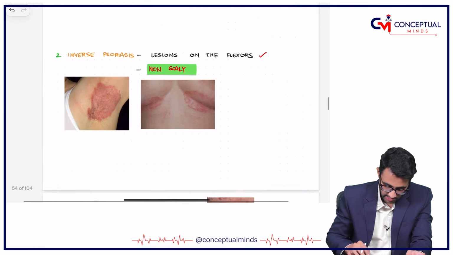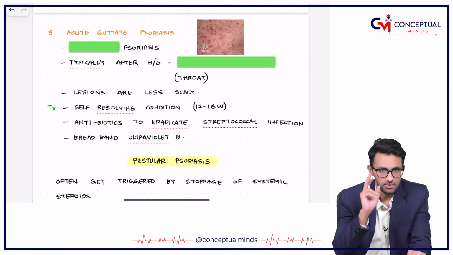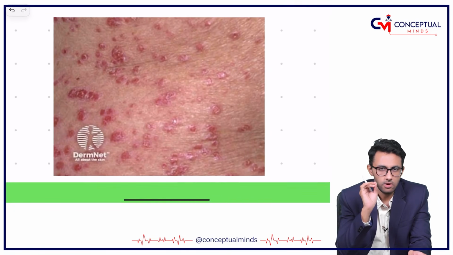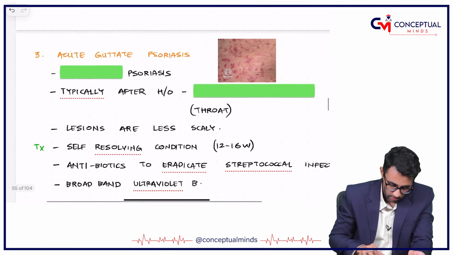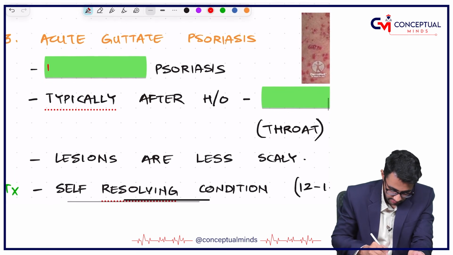The next one we see in the list is acute guttate psoriasis. You remember the image we had in the previous one. What is the word I told you to remember? The word is raindrop lesions. All right, raindrop lesions, and this is also called raindrop psoriasis.